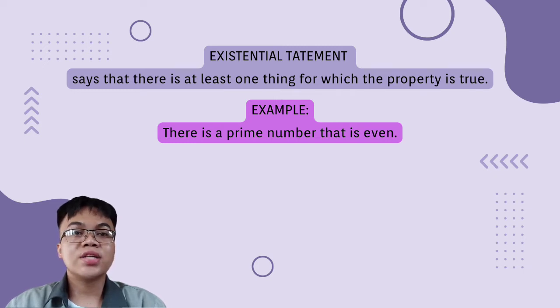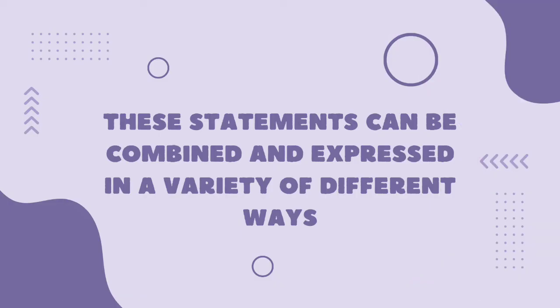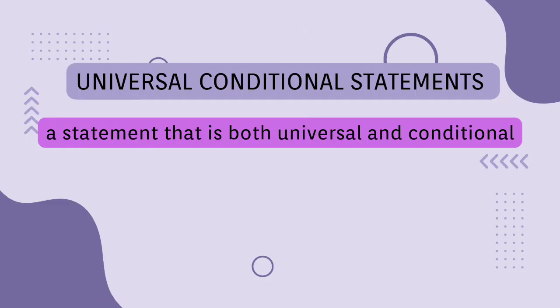So, ang nakalagay sa example, there is a prime number that is even. So, ano yon? Ito yung number 2. Naging existential statement siya dahil there is at least one true in the property or in the statement. These statements can be combined and expressed in a variety of different ways.